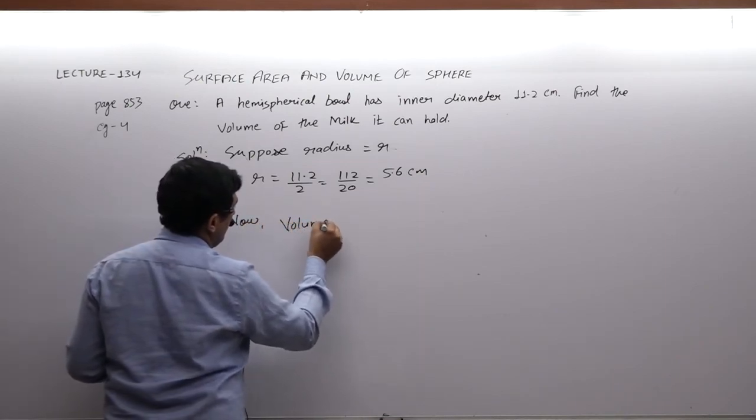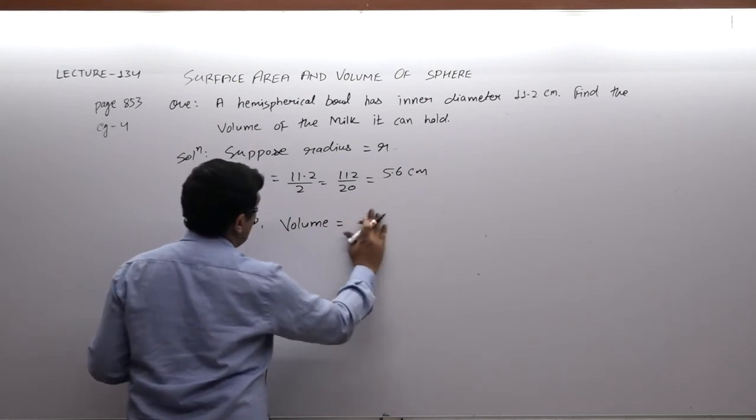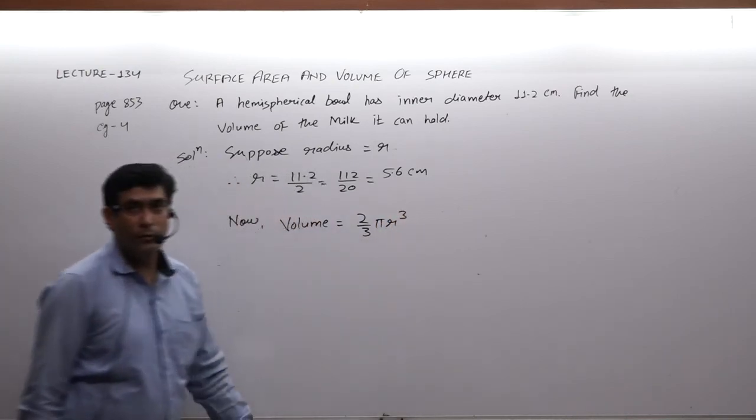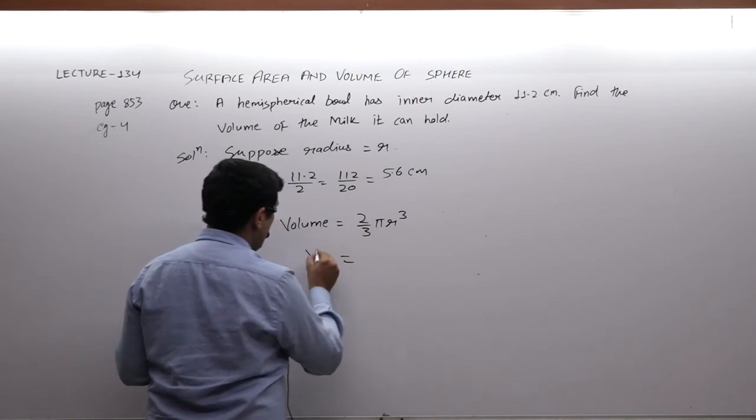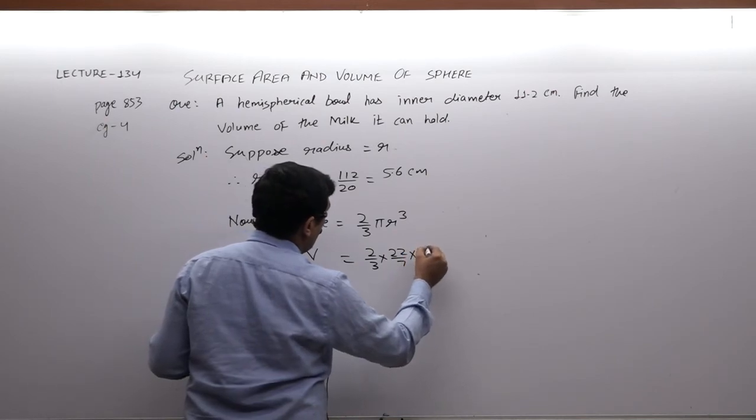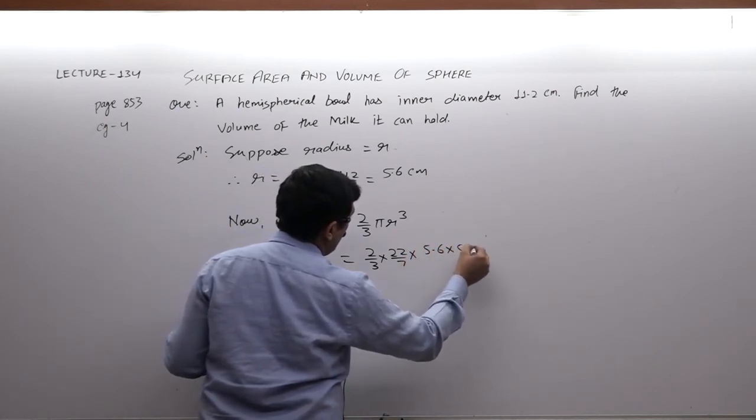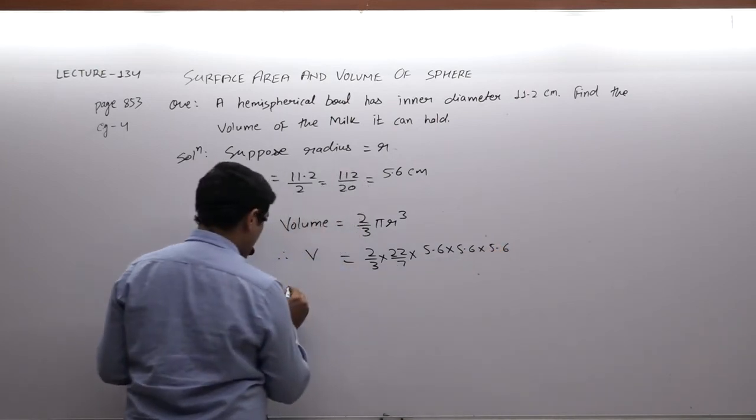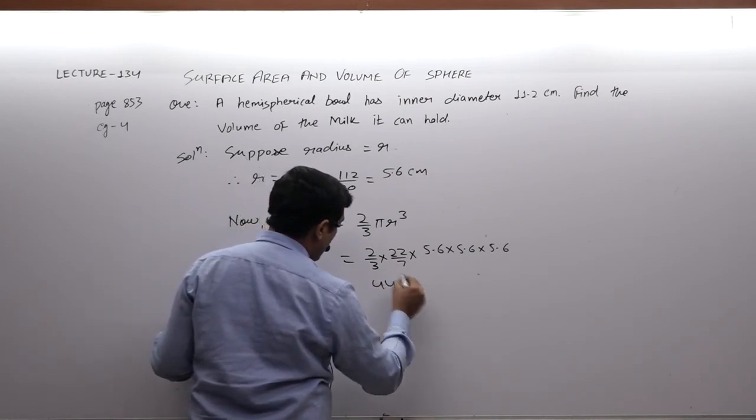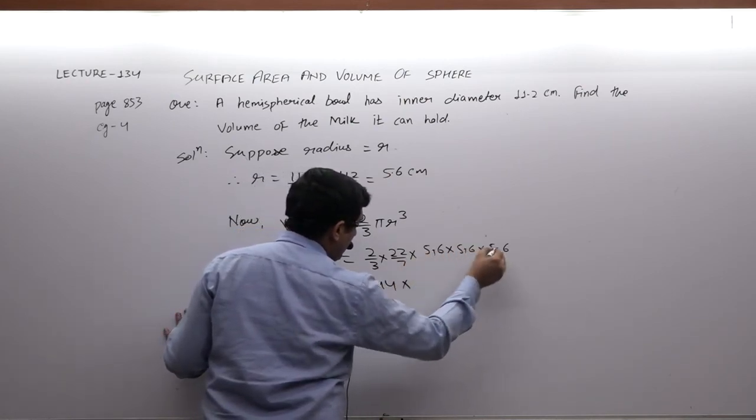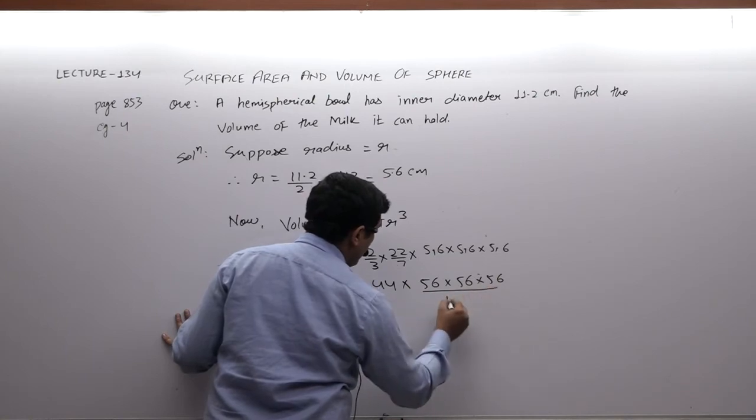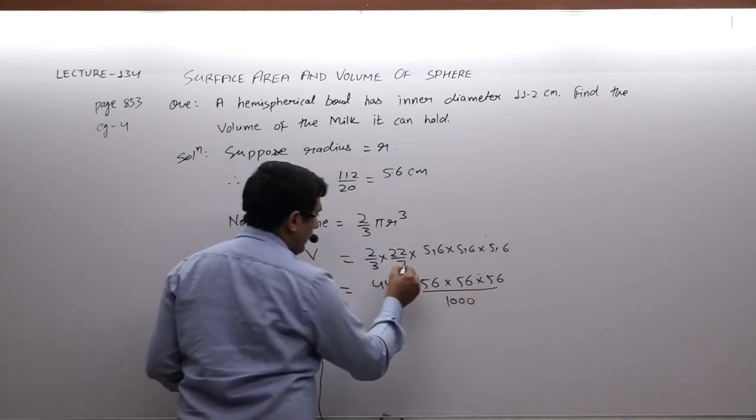Now, volume is equal to, not 1 by 3, it is hemisphere, so 2 by 3 pi r cube. Simply you have to put the value of radius. Therefore, volume is equal to 2 upon 3 into 22 upon 7 into 5.6 into 5.6 into 5.6. If I remove these 3 decimals, I will get 56 into 56 into 56 divided by 1000. Or I can cancel this.